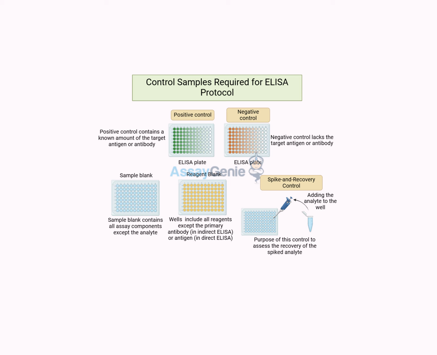Exactly. Now, that positive control in this situation is super crucial. It's a sample that we know for a fact contains HIV antibodies. So if the ELISA is working the way it should, this control should give us this strong, clear signal.